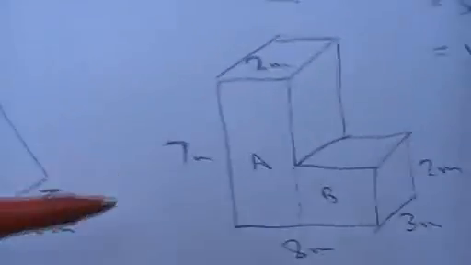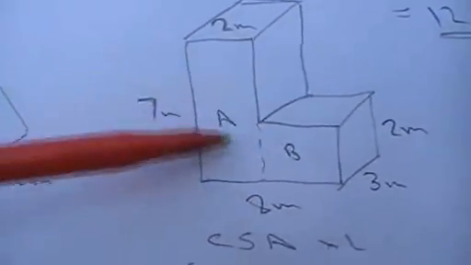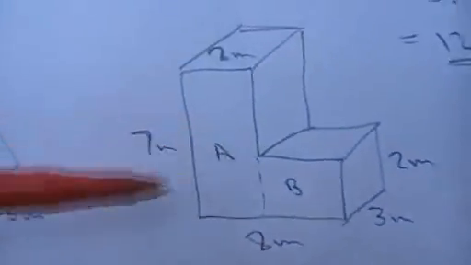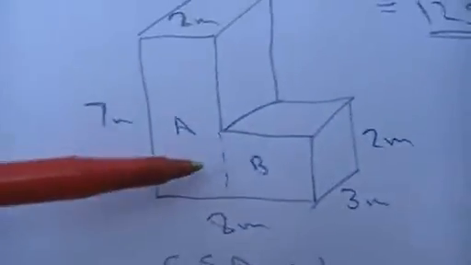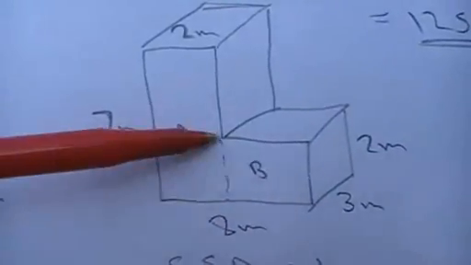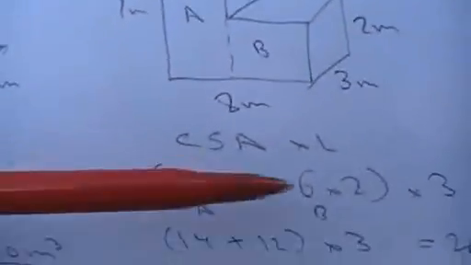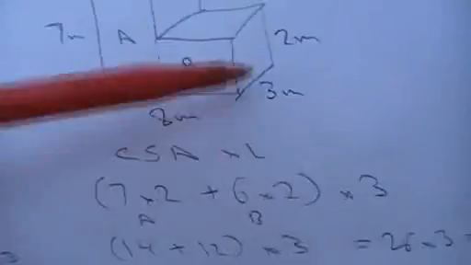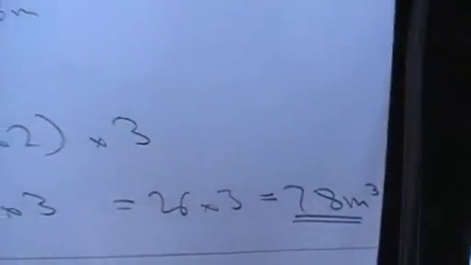This is a compound prism, so what I would do to calculate the front area is split it into A and B. So then area A is 7 times 2, which is 14. There we go. And area B, if this whole thing is 8 and that's 2, that must be 6. And that's 2. 6 times 2 is 12. 14 plus 12 is 26. Times the length back of 3 gives me 78 meters cubed.